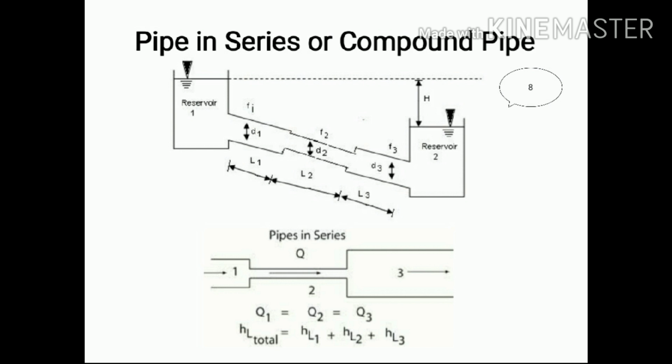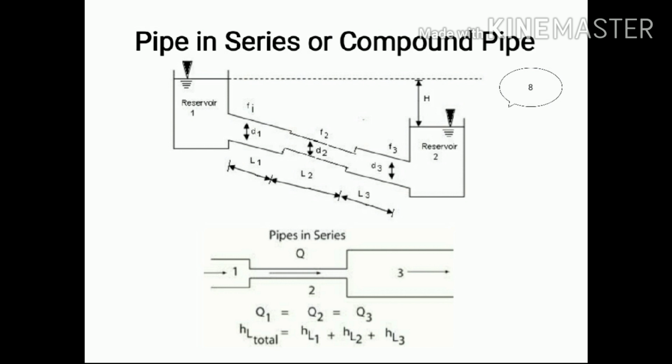Now when can we say the pipes are connected in series? It's a very simple concept as you look at the diagram. When the pipes are connected end to end, that is in series, having different diameters, lengths, anything, but connected end to end between two reservoirs, then we can say the pipes are connected in series.